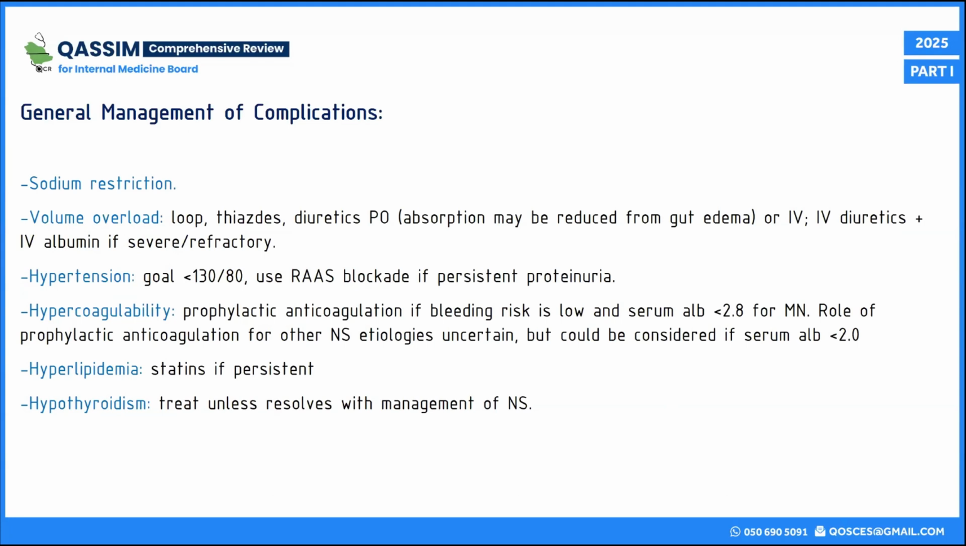For hypercoagulability, if the patient is diagnosed with membranous nephropathy, it's important to give the patient prophylactic anticoagulation. Our target is albumin more than 30 in membranous nephropathy. In other nephrotic syndromes, it's less than 20, and some guidelines say between 20 and 25. What are our options? We can give him Clexane or NOAC; both can be used. Hyperlipidemia and hypothyroidism will be corrected after treatment of the primary cause of nephrotic syndrome.